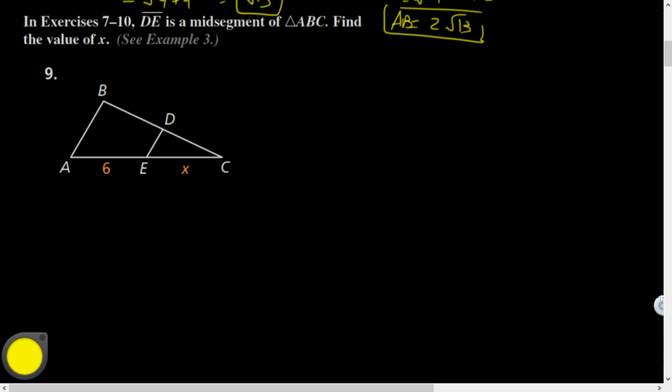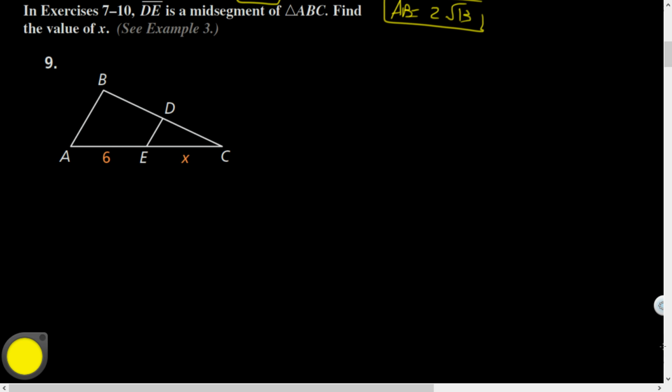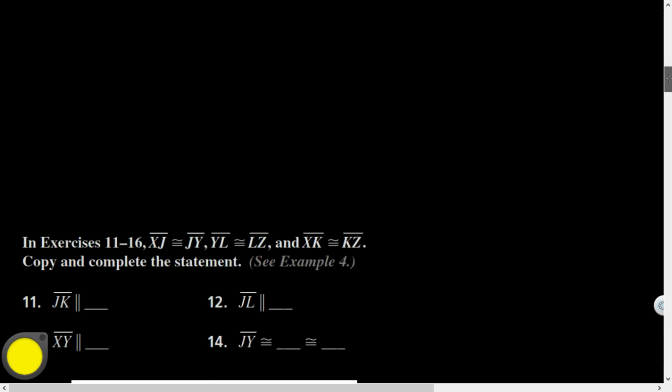All right, here we go. I'm getting crowded here. It says DE is a midsegment of ABC, the triangle. Find the value of X. All right, so DE, if it's a midsegment, that means it connects the midpoints of the sides that it touches. If this is a midpoint, then AE is congruent to EC by definition of midpoint, by definition of congruent. Their measures are equal. I get X equals 6. The other thing I know is that AB would be twice as long as DE, and those would be parallel to one another.